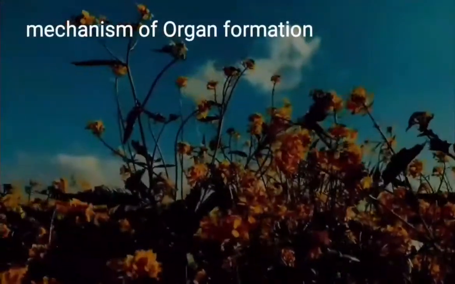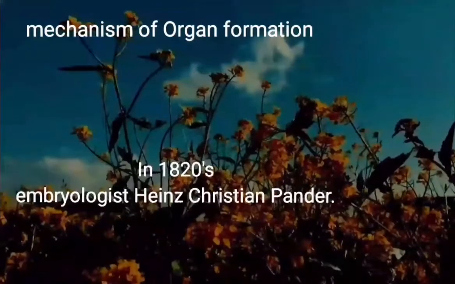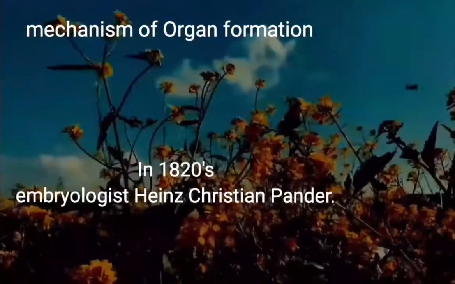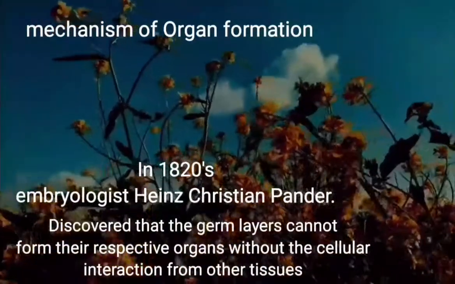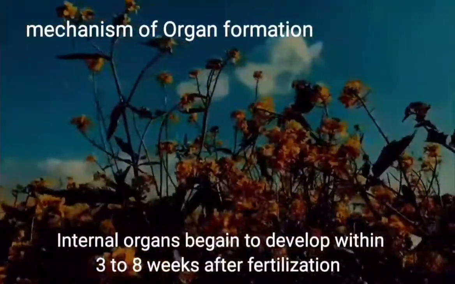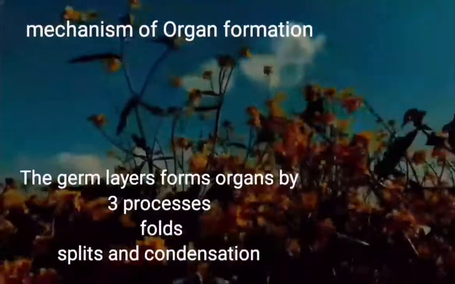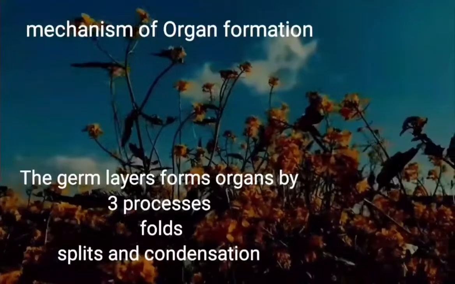Now let us discuss the mechanism of organ formation. Each germ layer forms specific organs. In the 1820s, embryologist Hans Christian Bender discovered that the germ layers cannot form their respective organs without the cellular interaction from other tissues. Internal organs begin to develop within 3 to 8 weeks after fertilization. The germ layers form organs by three processes: folds, splits, and condensation.